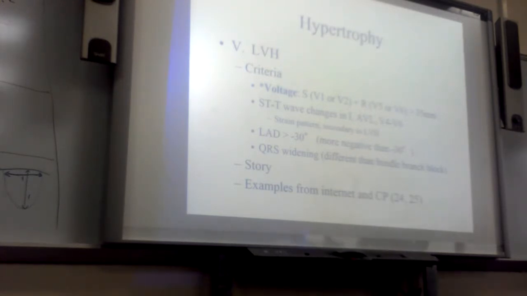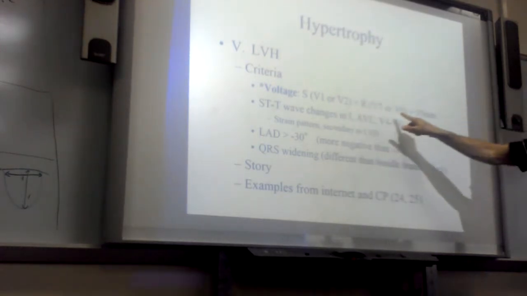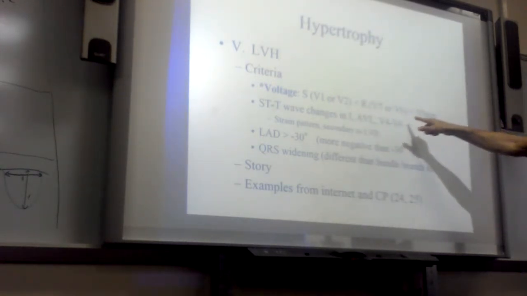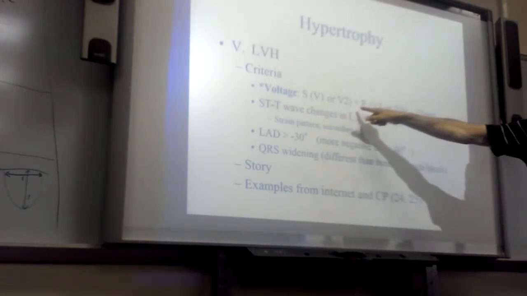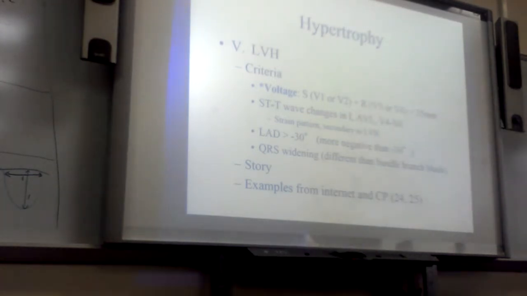What you want to do is take the S wave in V1 or V2, the biggest one, your best choice. And then take the R wave in V5 or V6, and take the biggest one, your best choice. Yeah, S wave, V1, V2, R wave, V5, V6, and then add them together. And you want to get over 35 millimeters.